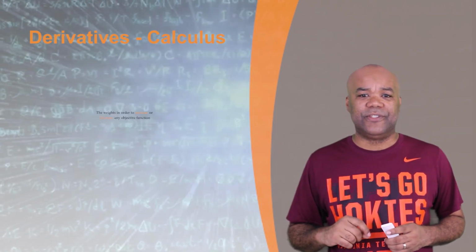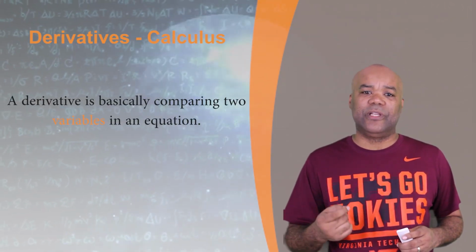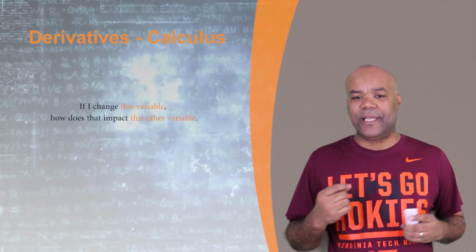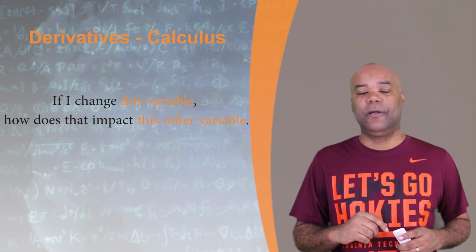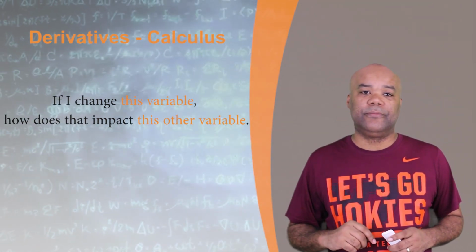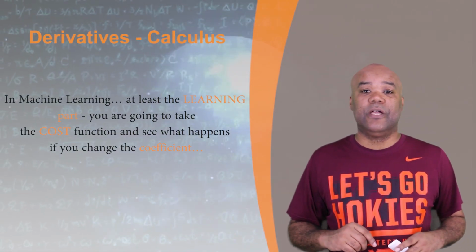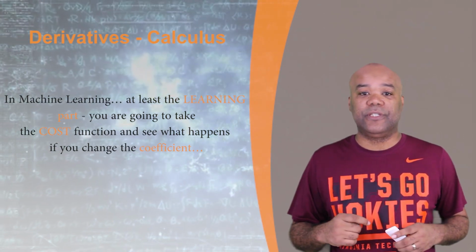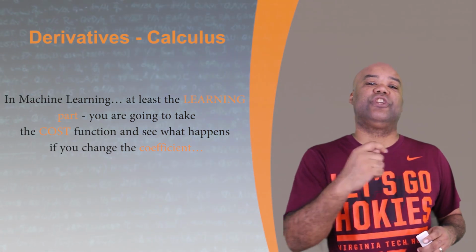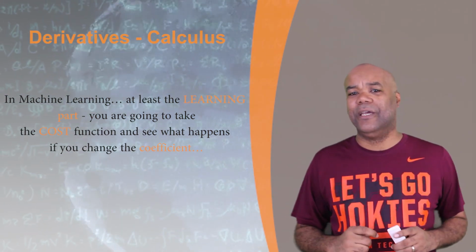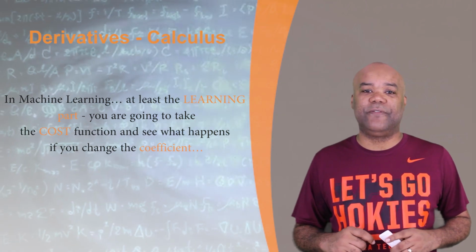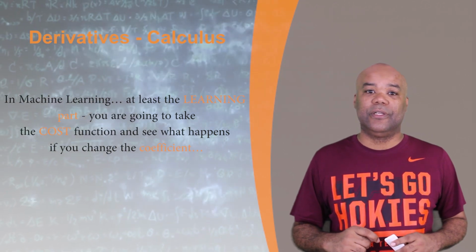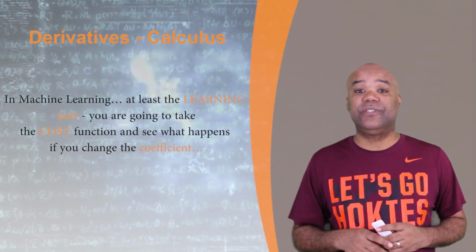Think about what a derivative is. A derivative in calculus is basically comparing two variables in an equation. Like I said before, if I change this variable, how does that impact the other variable? In machine learning, at least, the learning part is all about taking the cost function and seeing what happens if you change the coefficients, right? It's a very clear use case for a derivative. If I change the coefficients, what does that do to the error? Does it increase it? Does it decrease it?